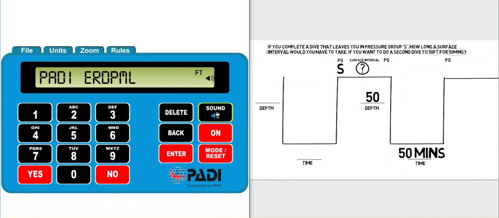So I can turn it on and, as always, turn the sound off and decide what mode I should go into. Well, it's a surface interval question, so I'm going to use the surface interval mode. So surface interval and enter. First dive, yes or no. I don't have any information on the first dive, but I do know I did one and I ended in pressure group S. So it isn't the first dive that I'm going to be starting with in terms of the information I'm going to be giving the ERDPml.